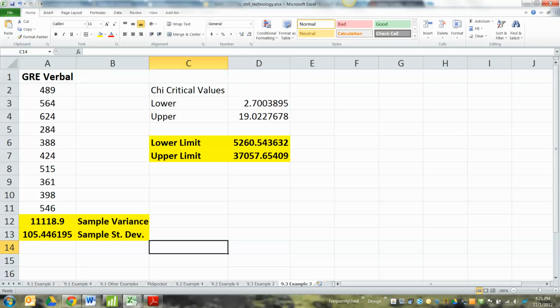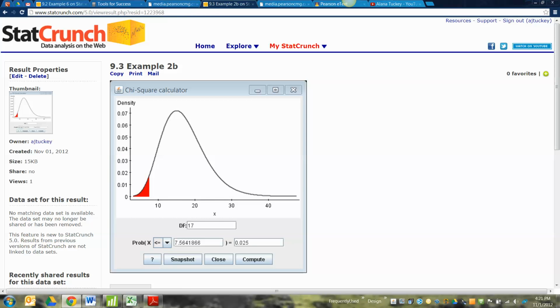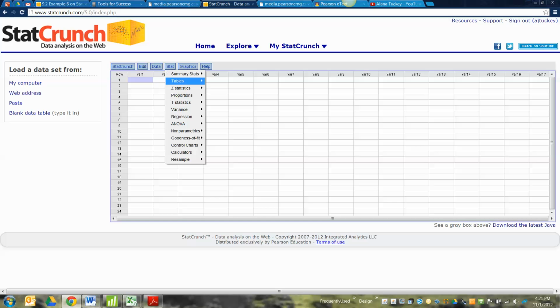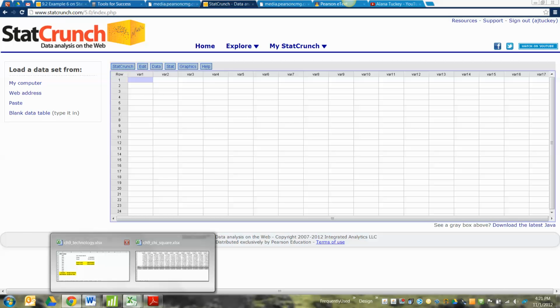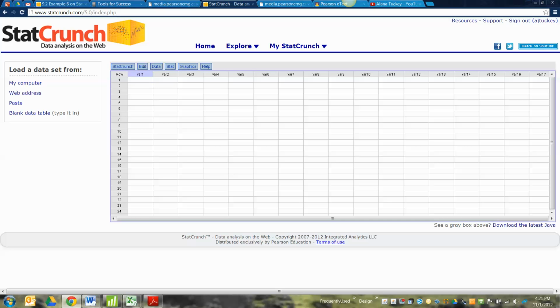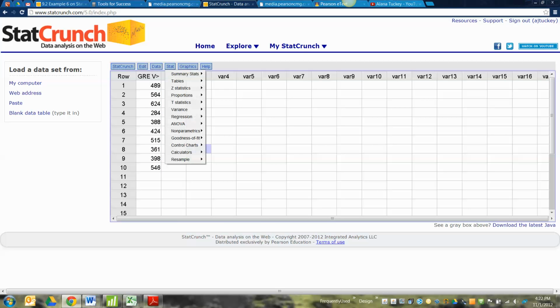What about StatCrunch? StatCrunch should be easier because it usually is for most things. So let's go to StatCrunch. Before I go to Stat, I'm actually going to do this by copying and pasting this data in right here. Let me make that bigger so you can see it. Okay, so here are our numbers right here. So you go to Stat, you go to Variance. That's the one. One sample.